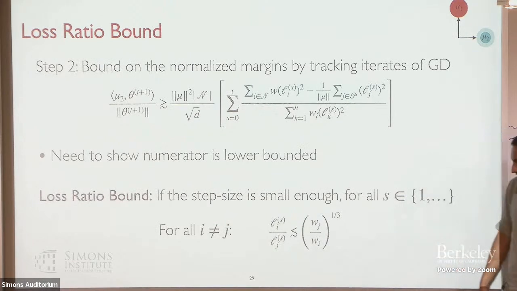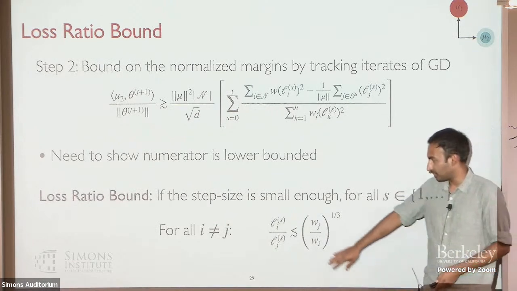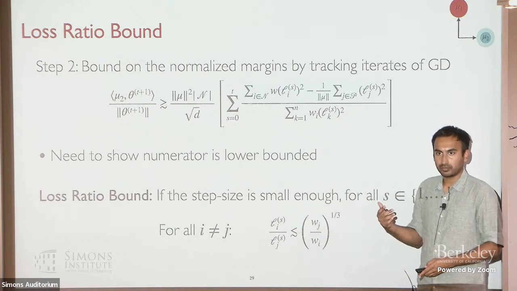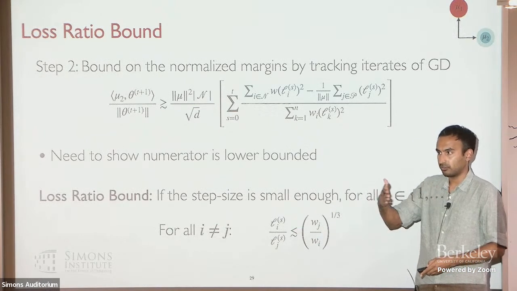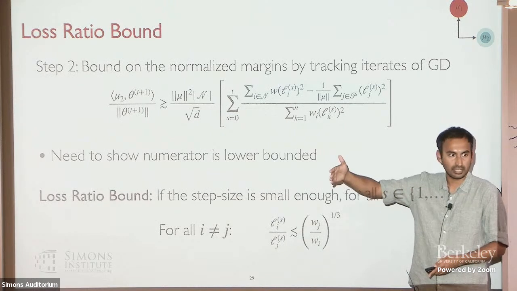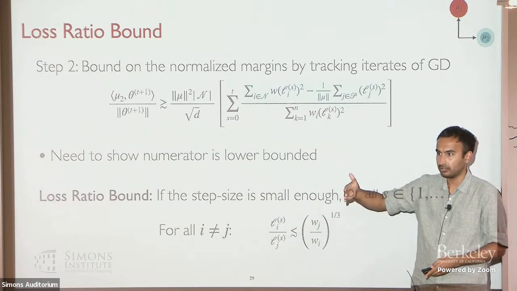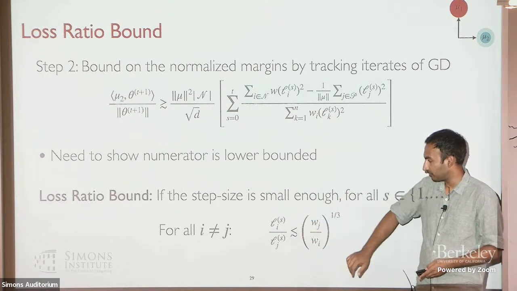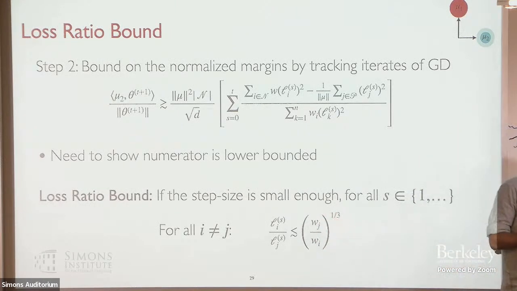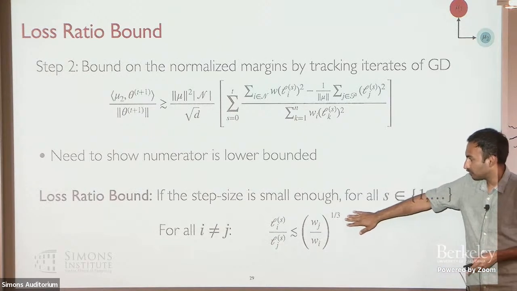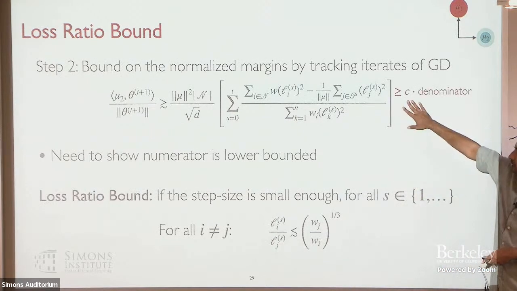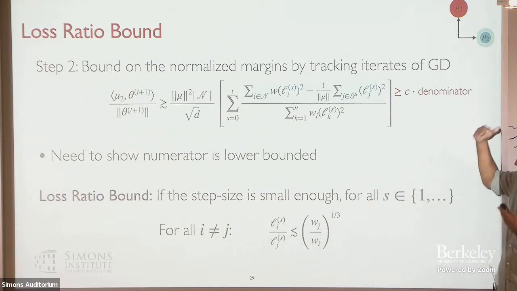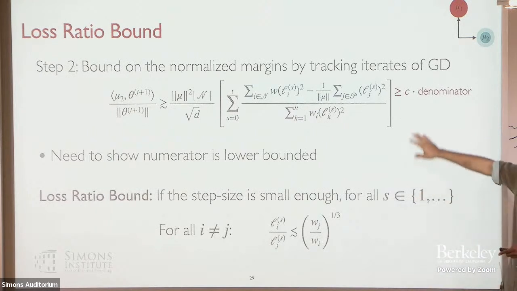Okay, so if you think about what this is telling you, it's telling you that if your samples are coming from the same group, then the losses of those samples reduce at the same rate as training goes on. And if your samples come from differing groups, then it's bounded as a function of the weights on those groups. Essentially, if you use this loss ratio bound to lower bound the numerator and do a bit of algebra, you can show that the numerator is lower bounded by some function of the denominator.